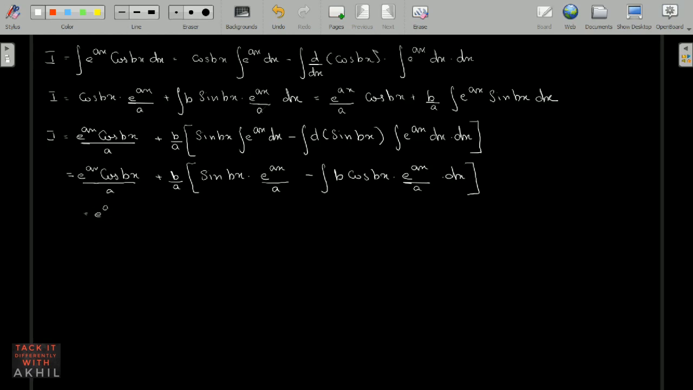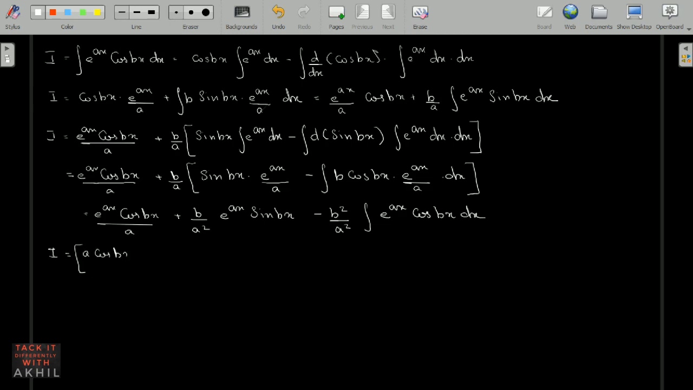This integration is a simple integration, but you should be very careful with the signs and the coefficients, otherwise you might go wrong at places and you might end up with a different answer. So please be careful with the steps when you're doing it. I hope you have understood both integrals clearly.